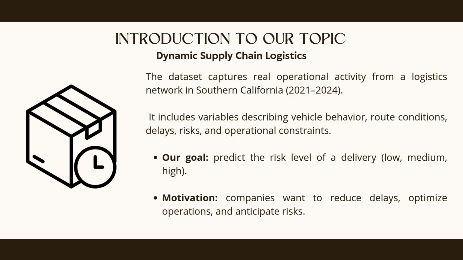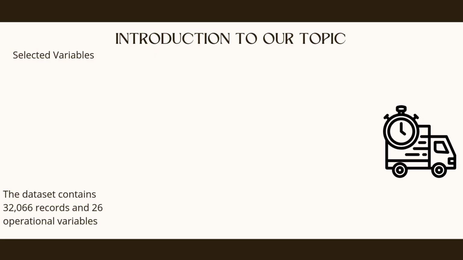Our logistics dataset comes from a real network in Southern California between 2021 and 2024. It includes detailed information about vehicle behavior, road conditions, delays, risk scores, and operational constraints. Our main goal is to predict the risk level of each delivery: low, medium, and high. The motivation is very practical. Companies want to reduce delays, optimize operations, and anticipate risky routes before problems happen.